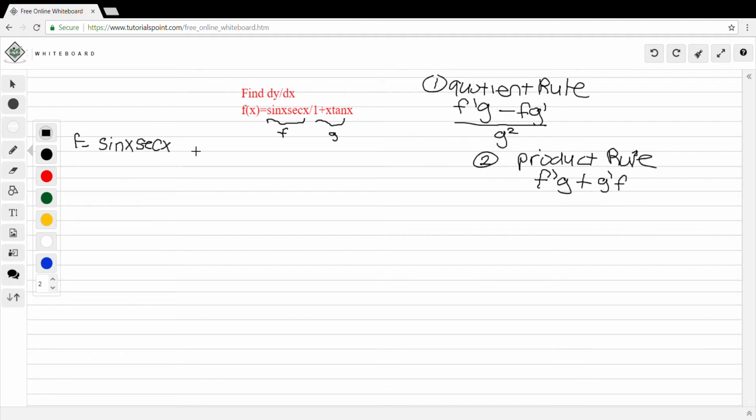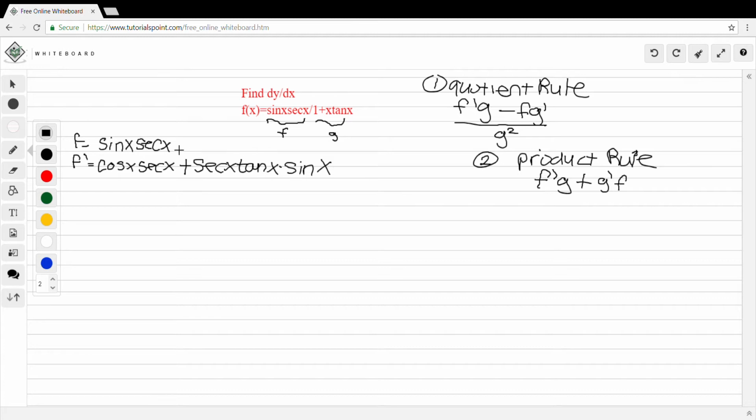So the f prime, the derivative, we're going to use the product rule, right? The derivative of sine is cosine x, and then just bring down the secant x, plus the derivative of secant x, which is secant x tangent x, times sine x, right? Okay, so that is our f prime.